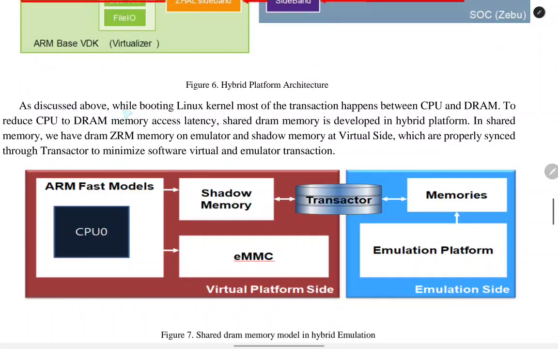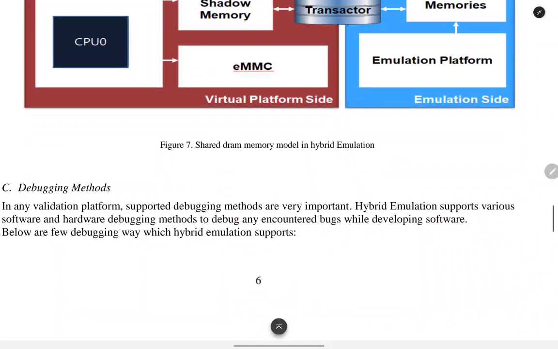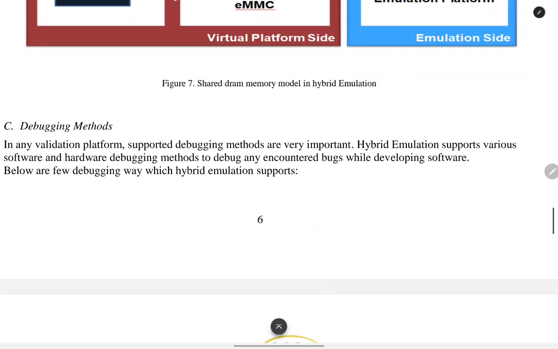As discussed above, while booting the Linux kernel, most of the transactions happen between the CPU and DRAM. To reduce CPU to DRAM memory access latency, a shared DRAM memory is developed in the hybrid platform. In shared memory, we have DRAM memory on the emulator and shadow memory on the virtual side, which are properly synced through the transactor to minimize software virtual and emulator transactions. Figure 7 is the shared DRAM model in hybrid emulation.